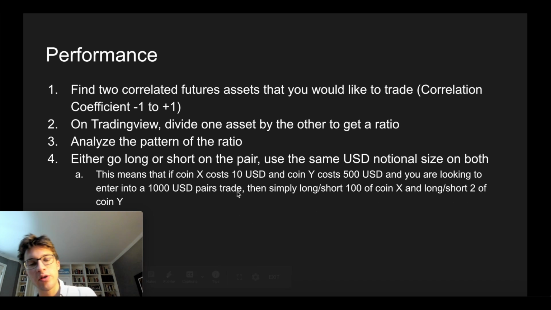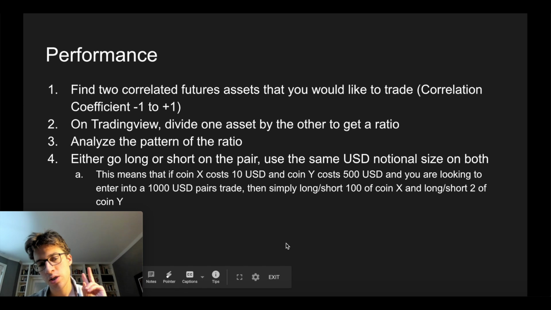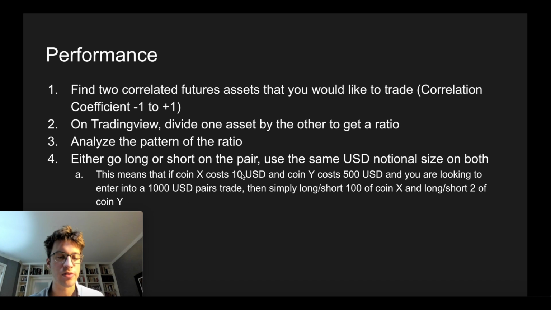So if we look at the pairs ratio, just as an example, X divided by Y, and we believe that that ratio is going to rise, well, then what we want to do is to long 100 of coin X and short 2 of coin Y, because that would be 1,000. I hope that makes sense. Just 100 times 10 and 2 times 500, and that would be longing the pairs ratio.